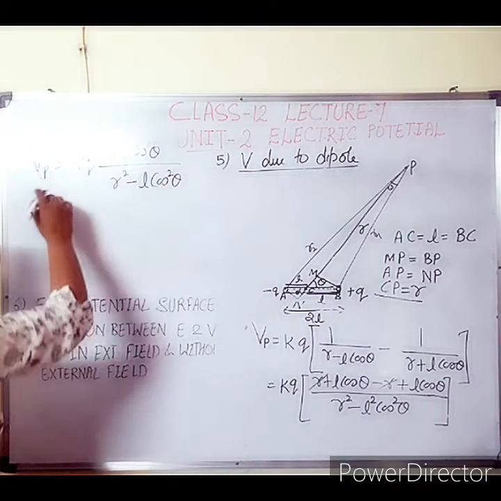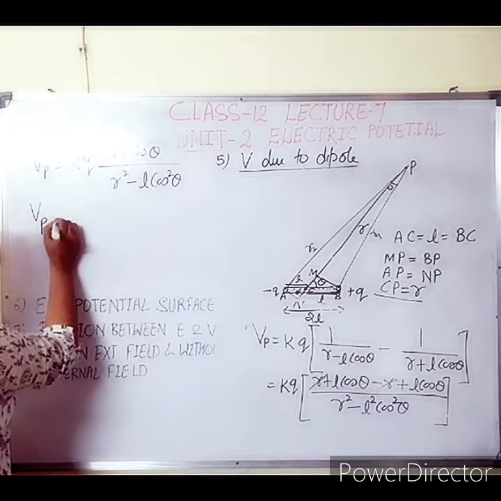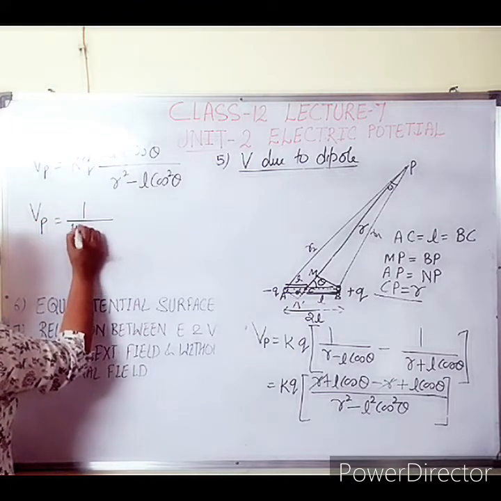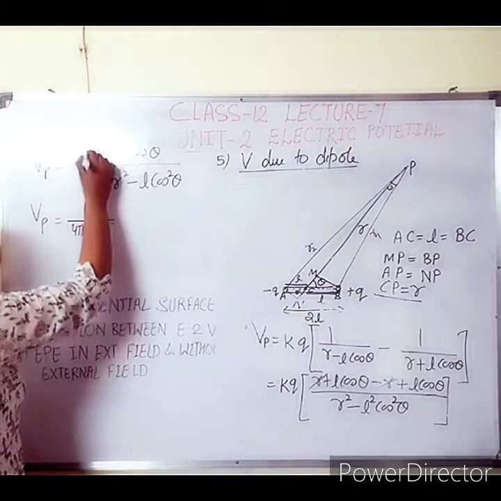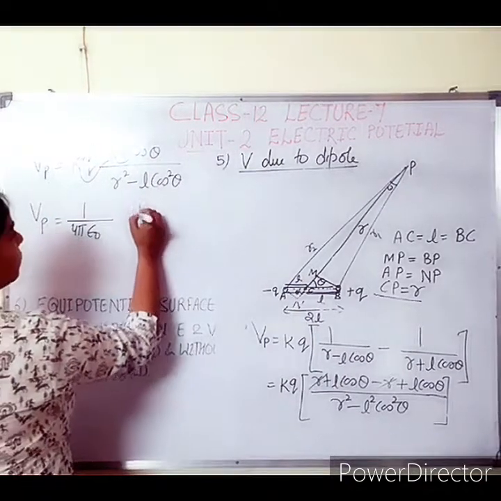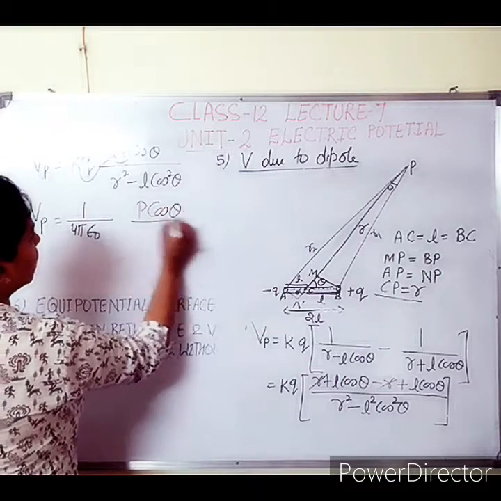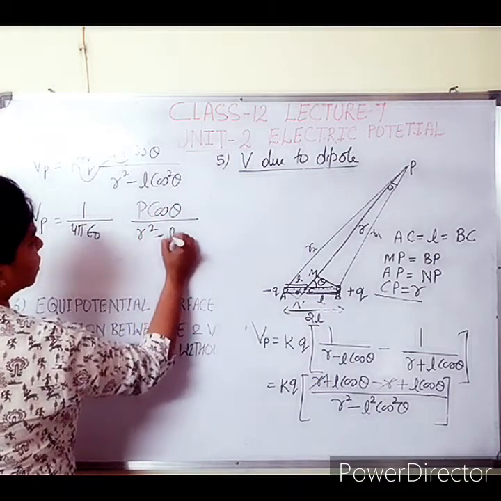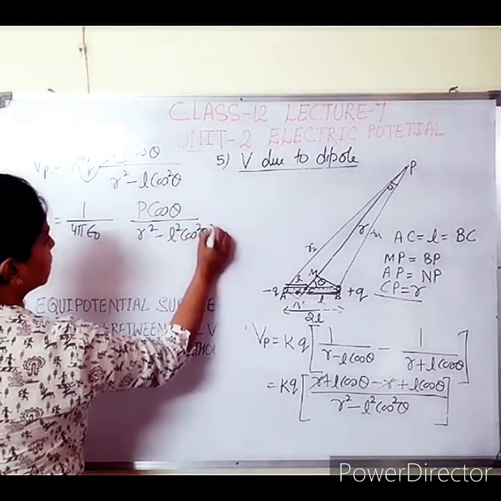So now put the value of K to get the terms. 1 over 4 pi epsilon naught Q into 2L. Q into 2L is P, dipole moment. So P cos theta divided by r square minus of L square cos square theta.